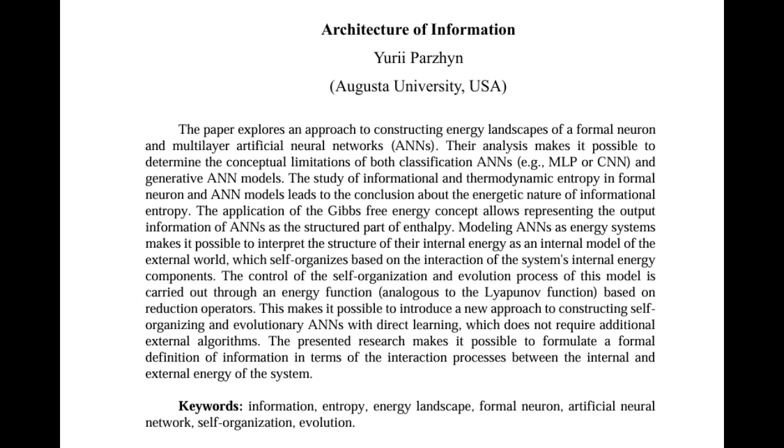So for most artificial neural networks, that rest state energy landscape seems to be static. It's fixed by those weight coefficients, the numbers that define the connections between neurons.